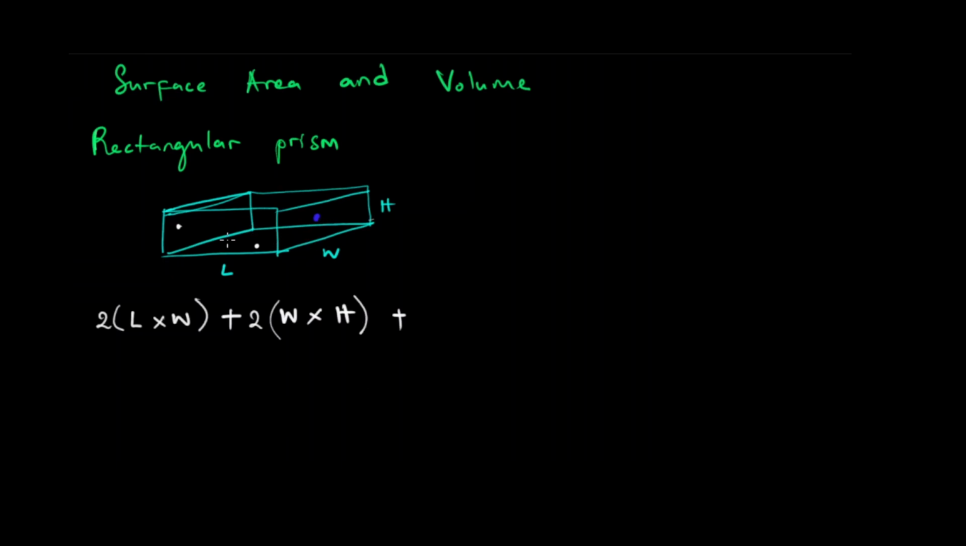Let us look at this face facing us. What is going to be its area? The height here is the same as the height here, so here the height comes in. That means the area is going to be length times height. So length times height, we have to multiply it by 2. So this is what we are referring to as the total surface area.